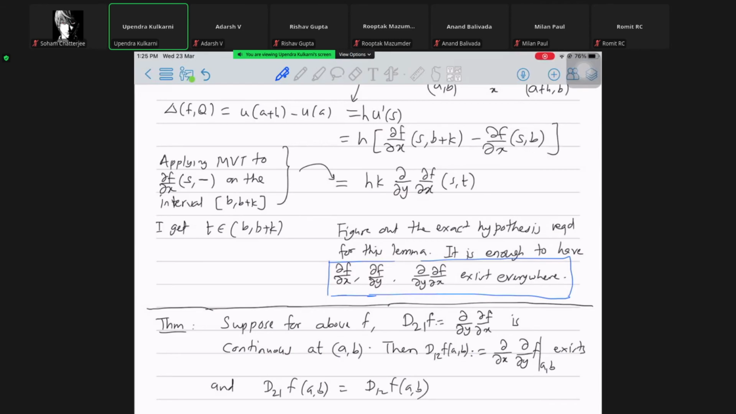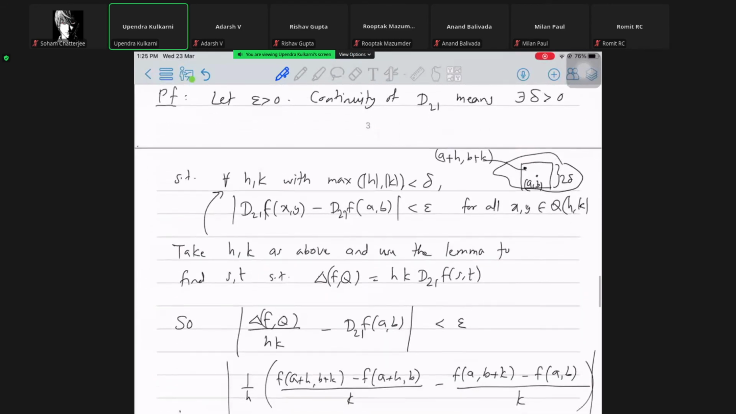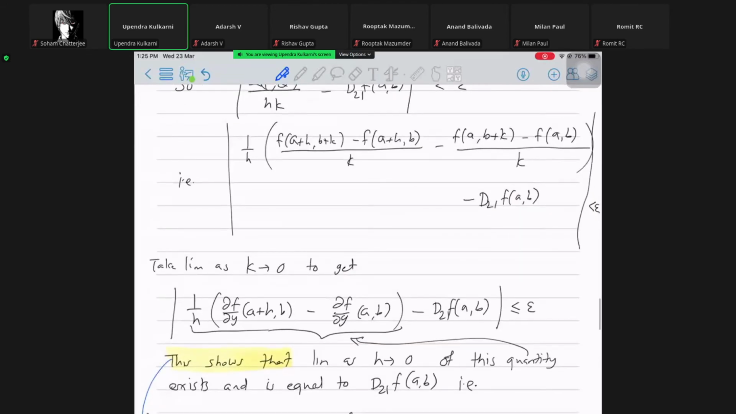In any case, notice that for del by del y of del f by del x to exist, I first have to have the del by del x of f exist everywhere, right? So the continuity of D21 in particular is saying that del by del x exists everywhere. And then del by del y of that exists everywhere and is continuous. Now, the point is del f by del y also exists, because you see, I'm writing that down in this expression over here.